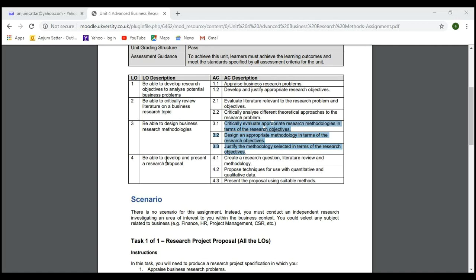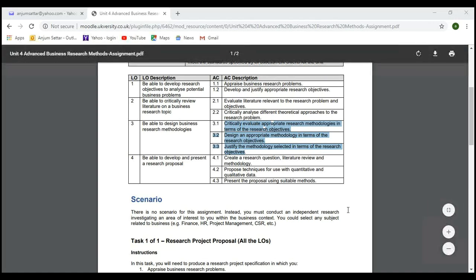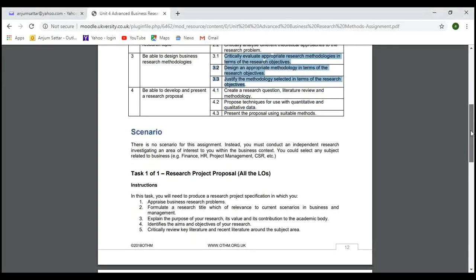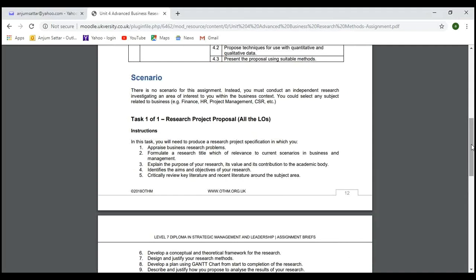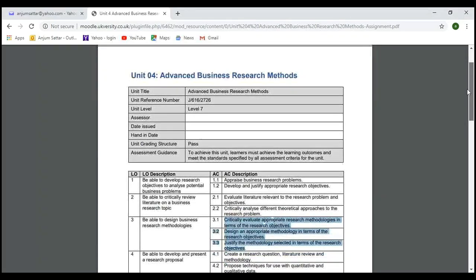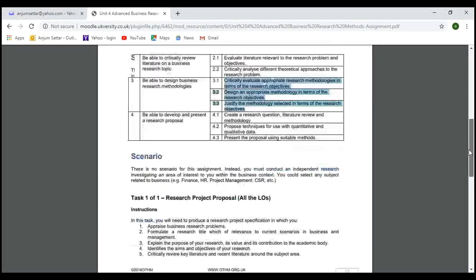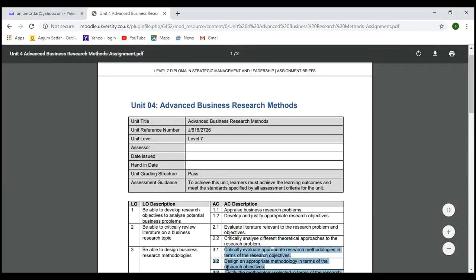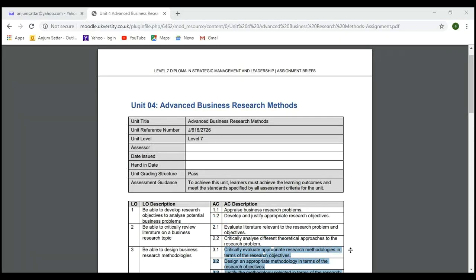LO4 is all about learning outcome 4, where we need to prepare the proposal. For any research you want to do, it is always a good idea to make a proposal. If you have a proposal, you can do proper research on it. If you don't have a proposal, the proposal will provide the funding. Okay, any questions? No. That's all our learning outcomes which we're supposed to address in this lesson.